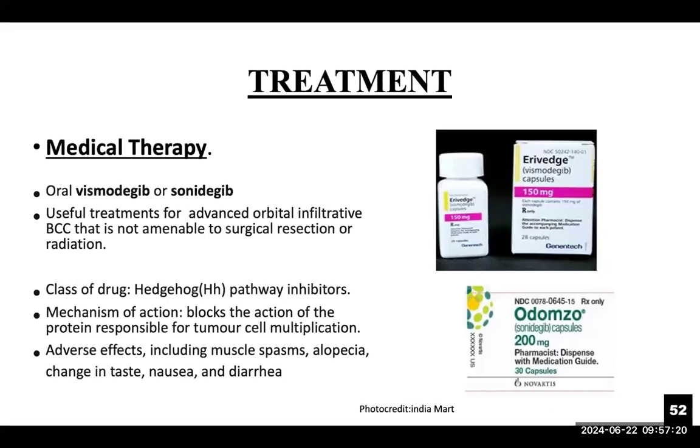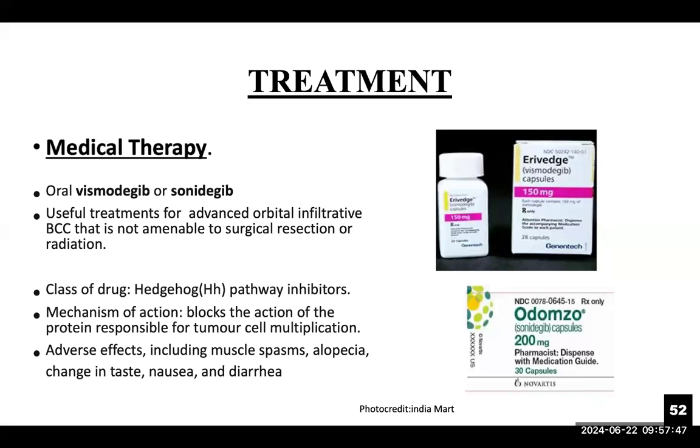The newer medications which come in the oral form are vismodegib and sonidegib. They are useful treatments for advanced orbital infiltrative basal cell carcinomas that are not amenable to surgical resection or radiation. The class of drug is a hedgehog pathway inhibitor.